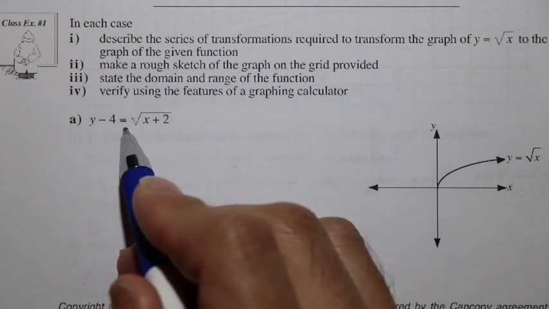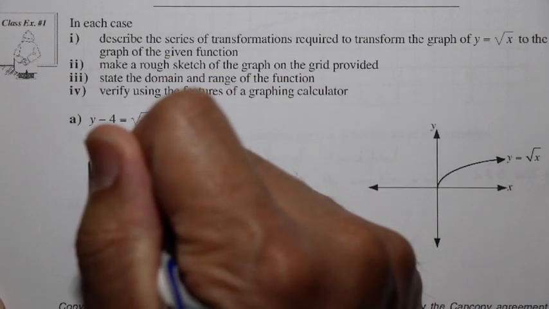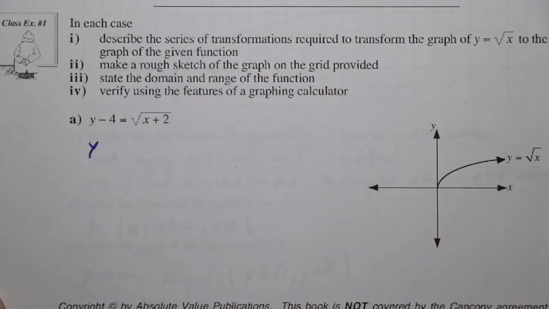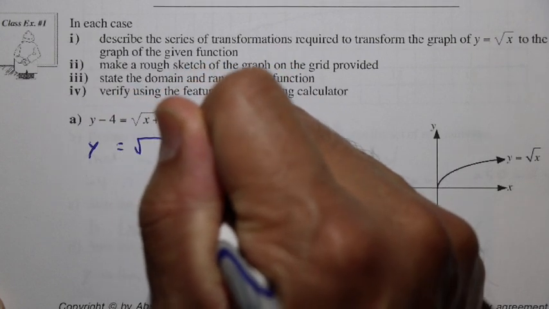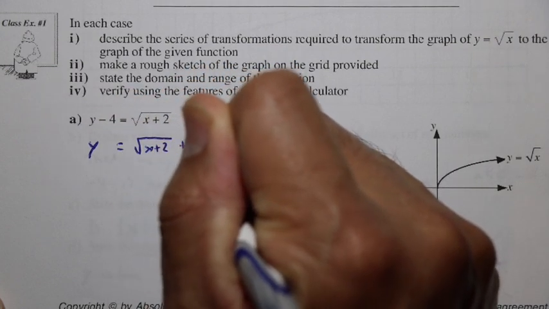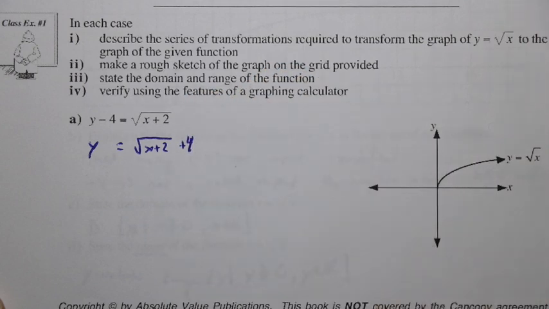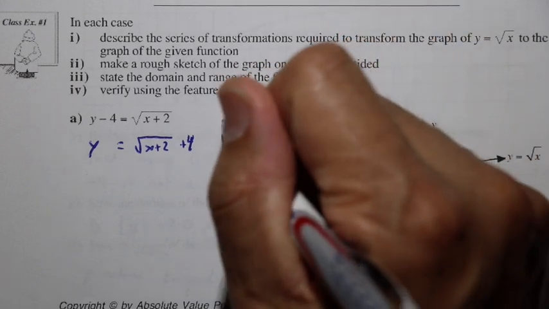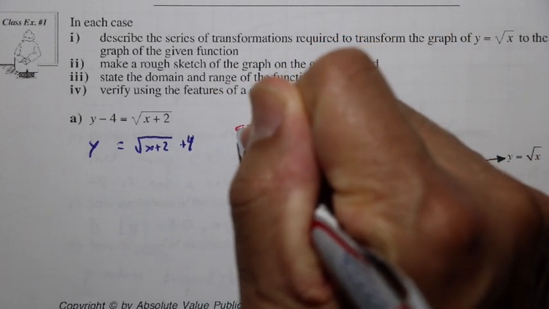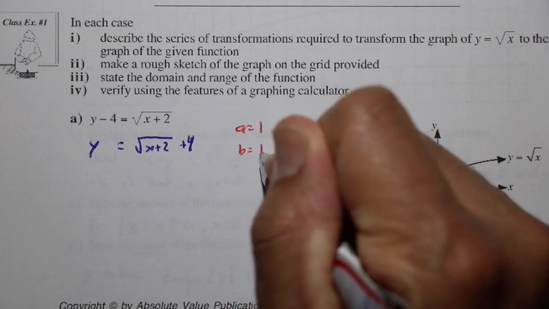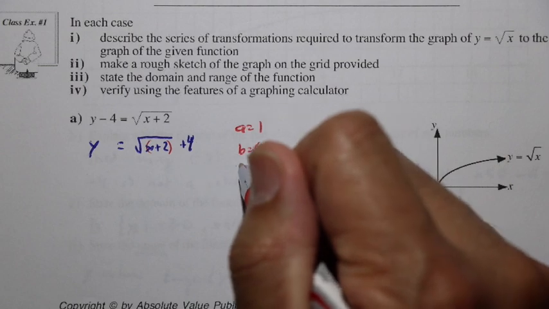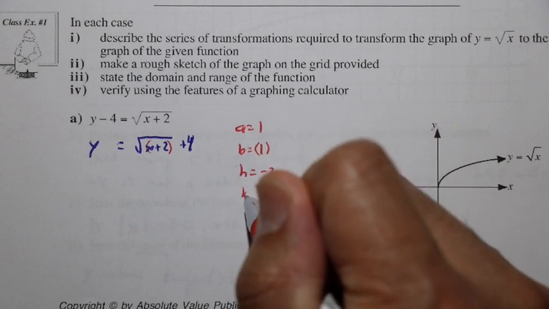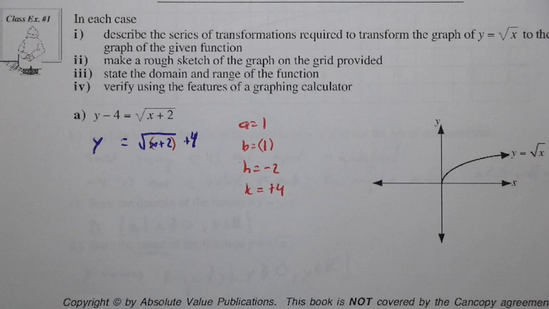So we have y minus 4 is equal to the square root of x plus 2. Here I know we're talking about y being replaced with y minus 4, but I'm going to think about it like this. We have the square root of x plus 2, then plus a k, or plus 4. Now here I'm going to just say that the a value is still 1, looks like the b value is still 1, so we have just 1 times x plus 2. It looks like the h value is negative 2 and the k value is equal to positive 4.